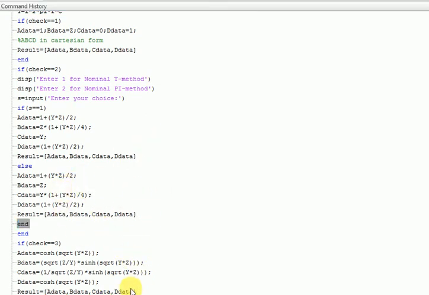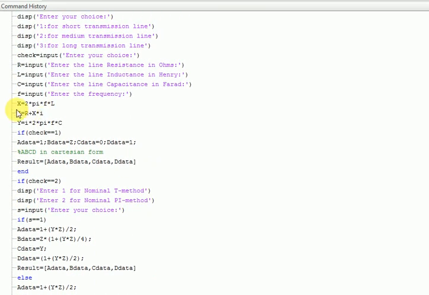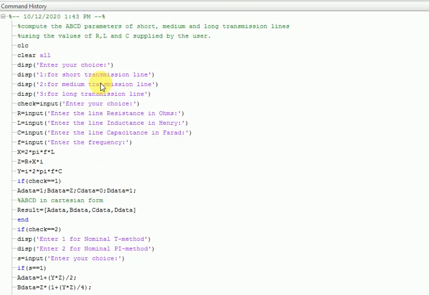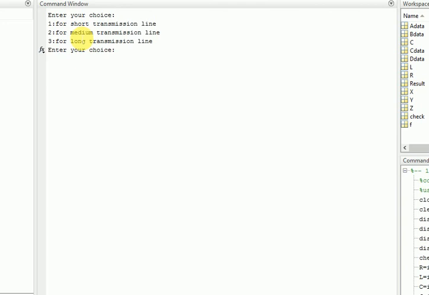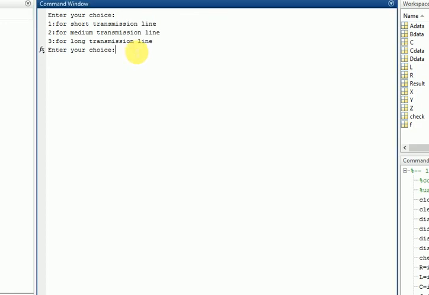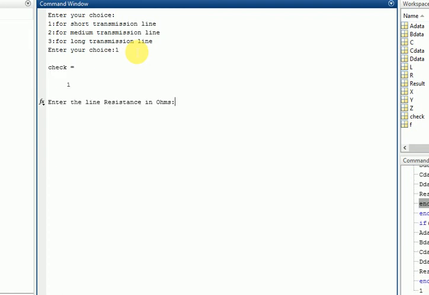Now let us go into the first parameter. Over here you can see that we need to feed the number, meaning for what transmission system we need to find the solution. It is asking to enter your choice: number 1 for the short transmission line, number 2 for the medium transmission line, number 3 for the long transmission line. I am putting number 1 because we need to find the solution for the short transmission line. Now you can see that check 1 means it has entered the short transmission line analysis.